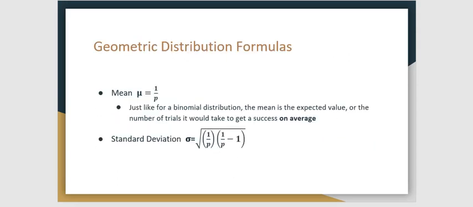So we've got some formulas to look at. The first one is for mean and standard deviation. This is very similar to what we did with binomials. The mean is the expected value, or the average number of trials it would take to get a success. So if I was going to do this over and over again, how many shots would it take me until I actually made one? And standard deviation, of course, is a measure of how spread out that data would be.